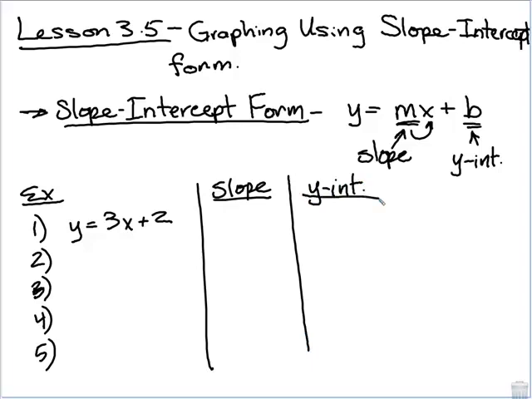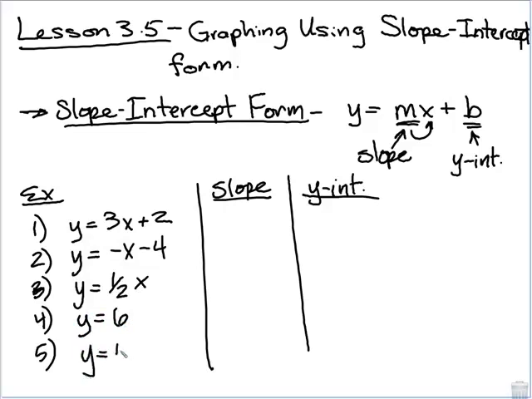Second equation we'll do is y equals negative x minus 4. Third equation will be y equals 1/2 times x. Fourth equation will be y equals 6. And the last equation will be y equals 4 plus 5x.